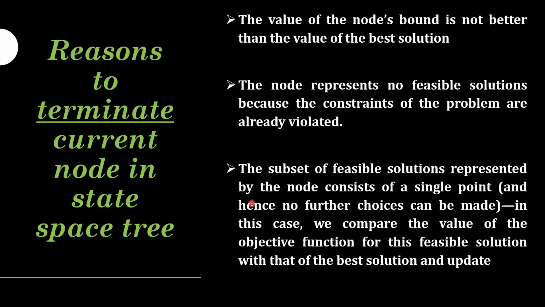So these are the main three reasons to remove the current node in the state space tree. We have to follow all these things. If the node is not following the constraint, or if comparing the bound value with the objective function for a feasible solution doesn't yield a best solution, we can remove that node from the state space tree, or terminate that node.